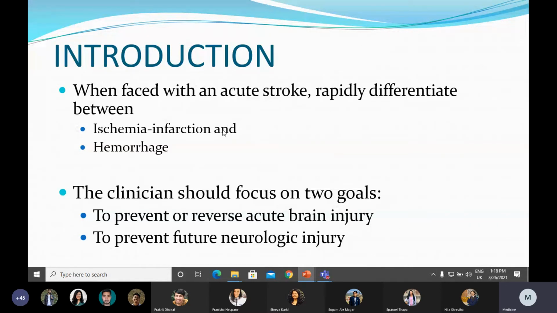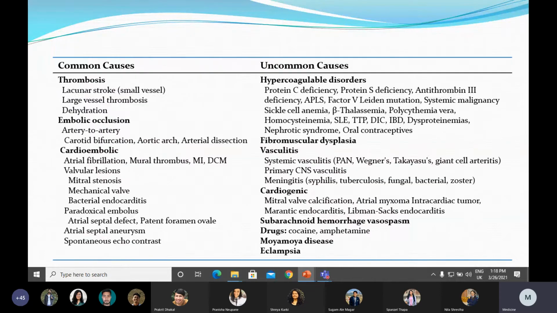Whenever we examine or we manage a patient with a stroke, then first thing that we always try to do is whether it's an ischemic stroke or a hemorrhagic stroke, and we should have 2 goals. One is to prevent or reverse acute brain injury, and to prevent the future neurological injury. So our treatment goal should be to prevent or reverse acute brain injury and to prevent further injury.